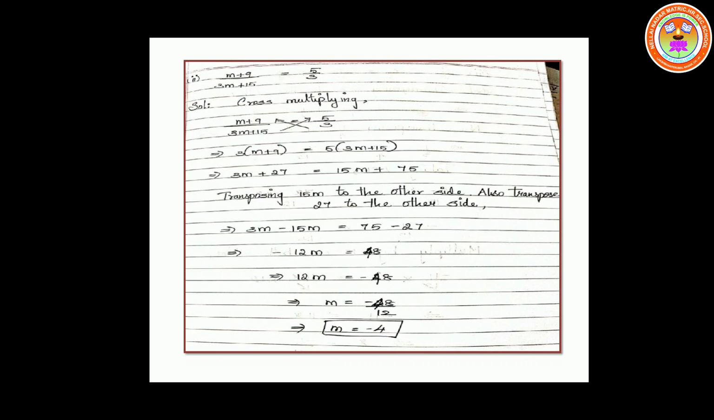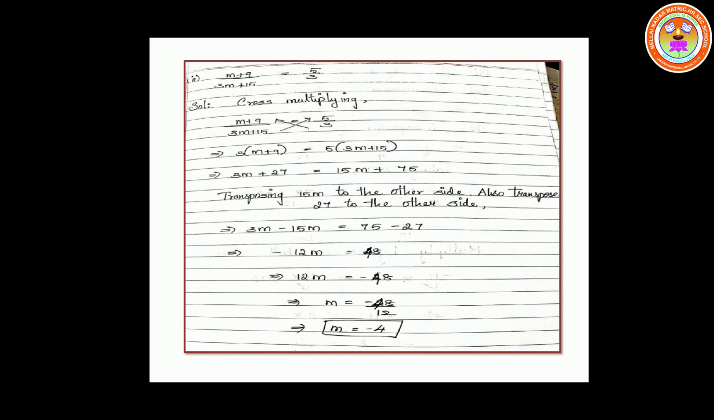Next is to keep the constants on your right side and your variables on your left side. So I'm going to keep 3m as it is and transpose my 15m to the other side, becomes minus 15m, and 27 I'm going to transpose to the right hand side, it becomes minus 27. So 75 minus 27 is the right hand side. So you have both the terms 3m minus 15m. Subtracting, you have minus 12m. Here in your right side you have 75 minus 27. Subtracting, it becomes 48.